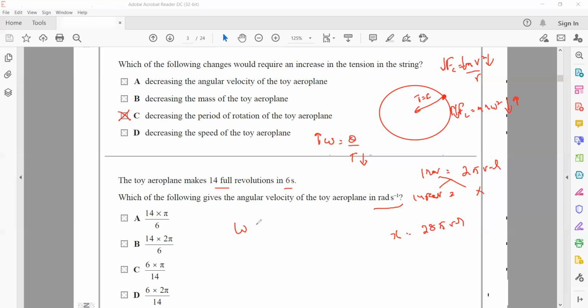So we need omega, which is equal to theta divided by t. So this is 28 pi radian divided by time, 6 seconds. So when we simplify this, actually the answer is like 14 into 2 pi radian divided by 6. So B will be the answer, because this will make 28 pi divided by 6. Is it clear, this question? Yes, sir.